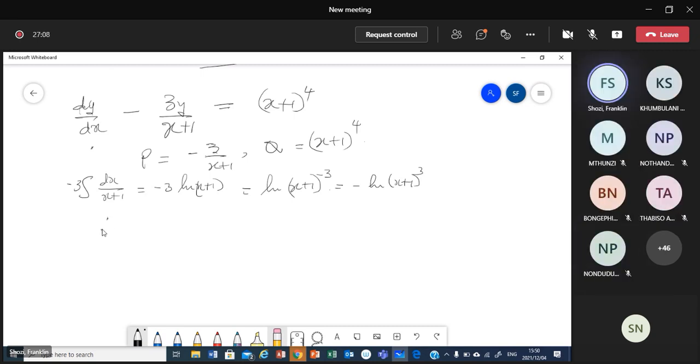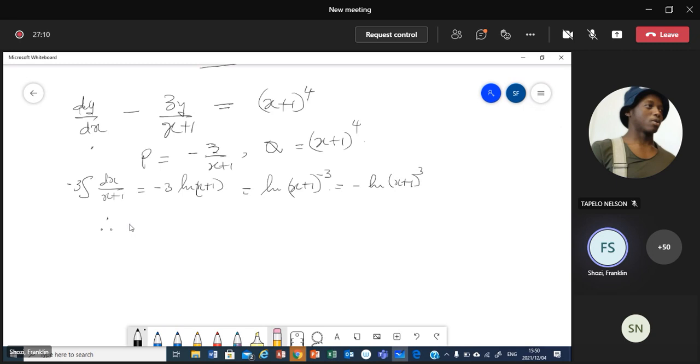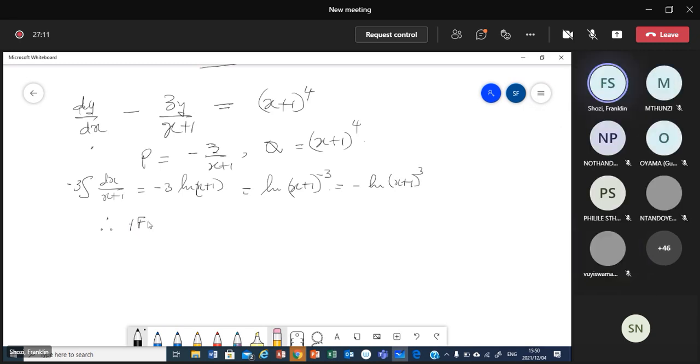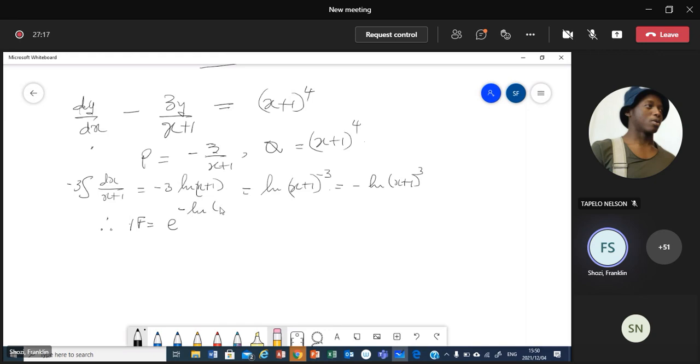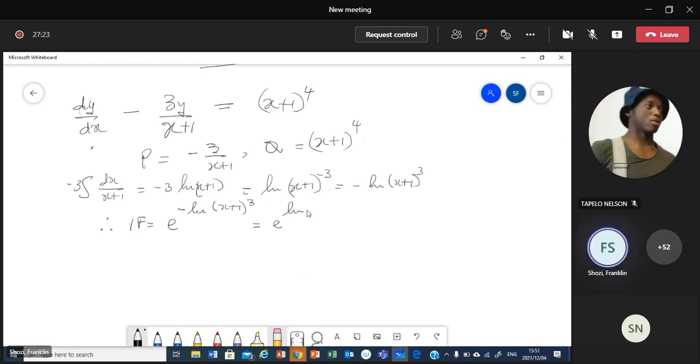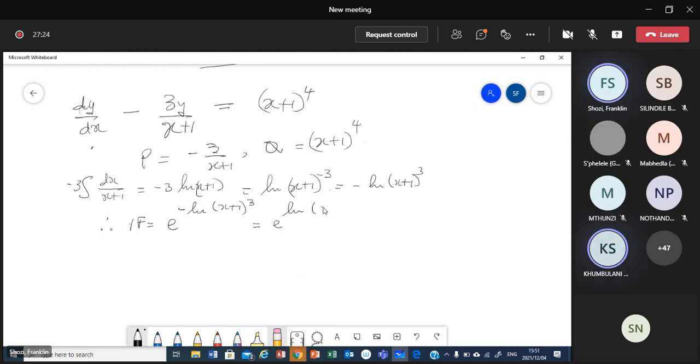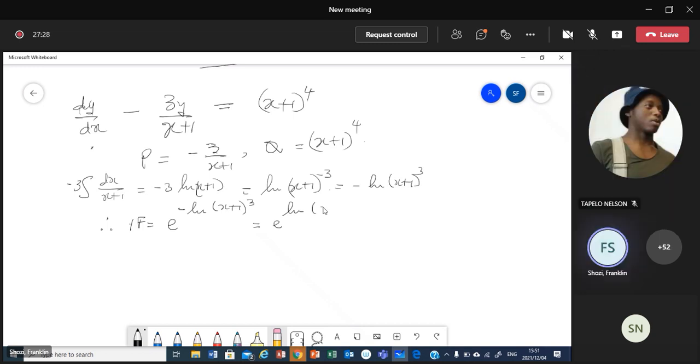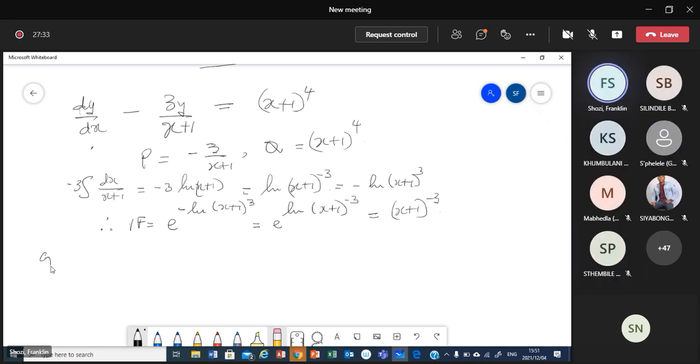Your integrating factor, therefore, will be equal to what? The integrating factor is e to the power minus ln of (x plus 1) to the power 3. That becomes e to the power ln of (x plus 1) to the power minus 3. And your answer becomes what? (x plus 1) to the power minus 3. Therefore, what is your general solution?